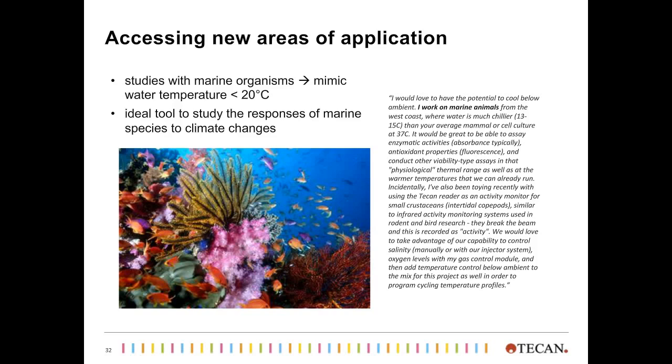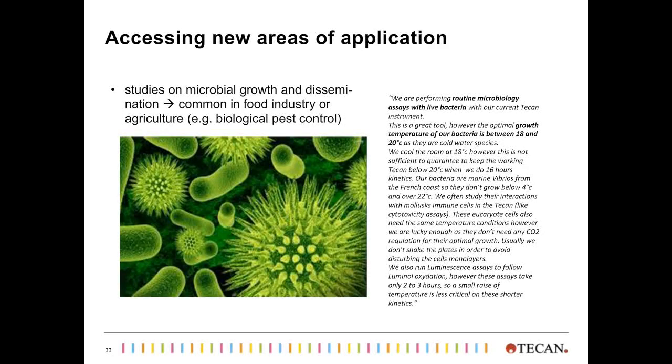And in addition, having the option to control temperature inside your reader even below ambient opens up possibilities for new applications. For example, you can mimic the water temperature conditions for marine organisms, which usually like a surrounding temperature of 18 to 20 degrees. So that makes it an ideal tool to study the responses of marine species to climate changes, for example.